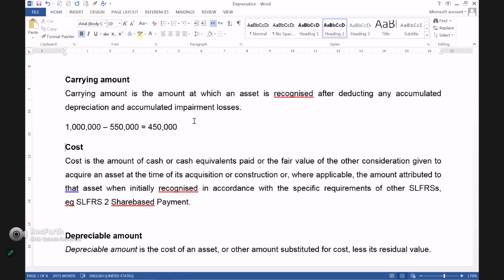You have to pay 1.5 million. Sometimes you pay cash, or a cash equivalent. Sometimes you pay by check. Sometimes you pay through leasing. So the cost means the amount of cash or cash equivalent paid, or the fair value of other consideration given to acquire assets. When you are acquiring an asset, the value you have to pay is called the cost.